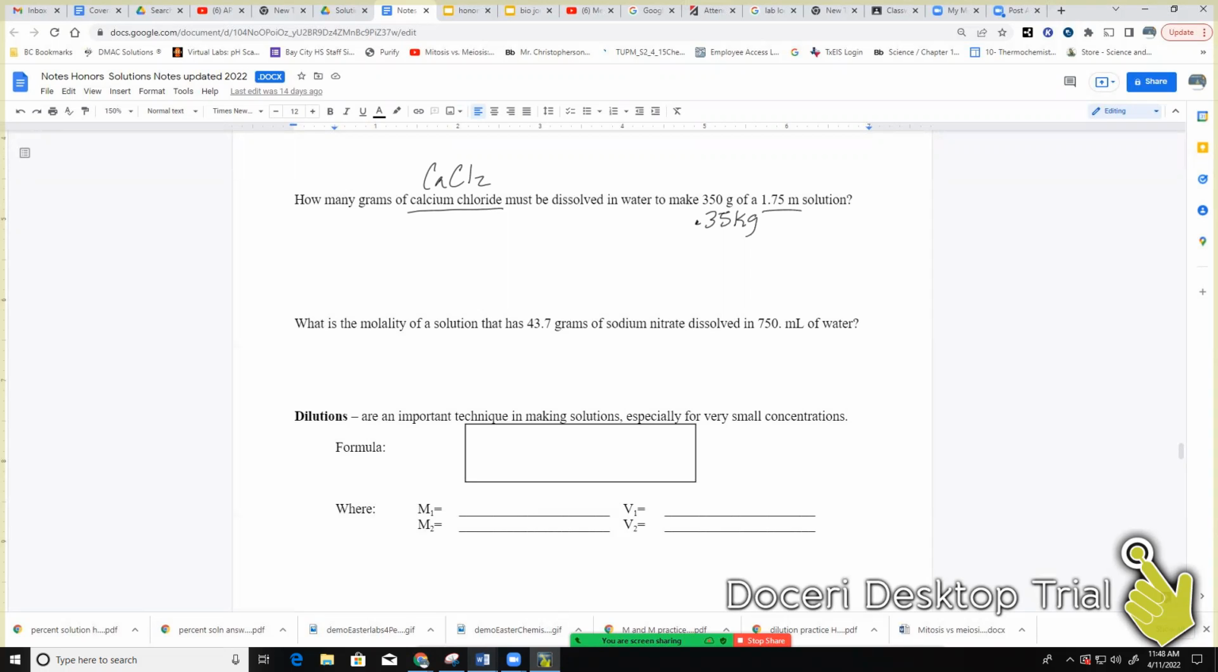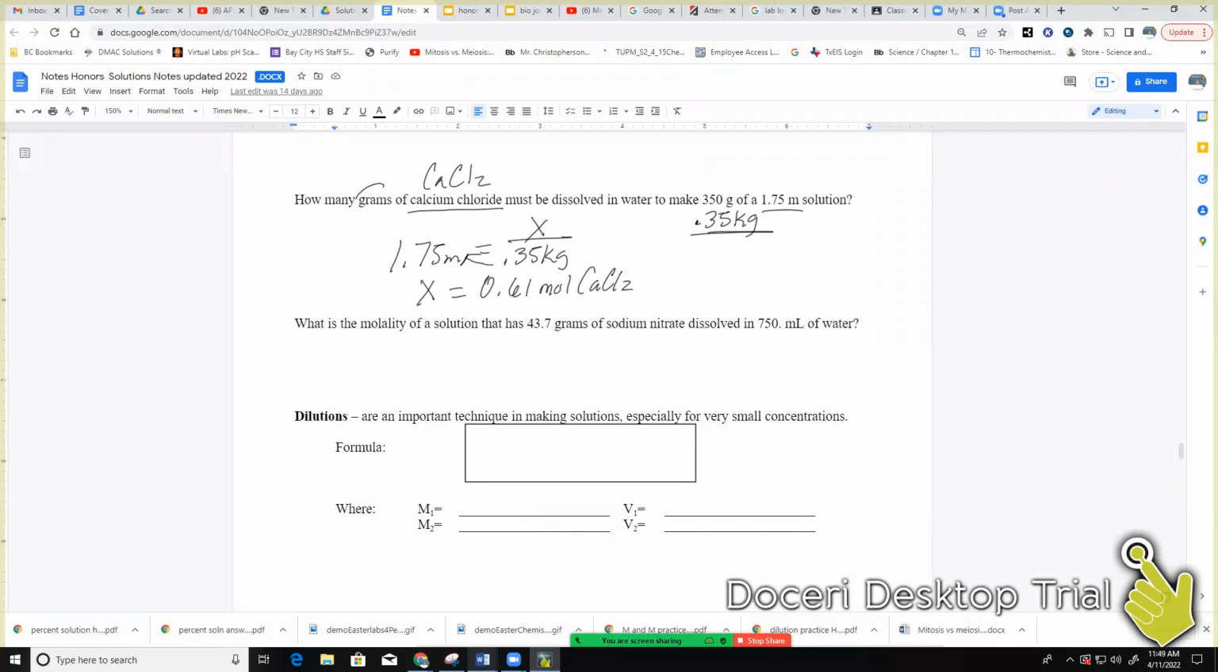So here I have my little m, and I have how many kilograms? 0.35 kilograms. So I need to figure out how many moles. And then once I'm in moles, I can get to grams. So we bring this up and multiply, and we would get X is equal to 0.61 moles of my calcium chloride. That's my solute.